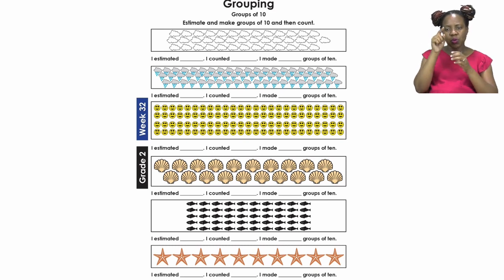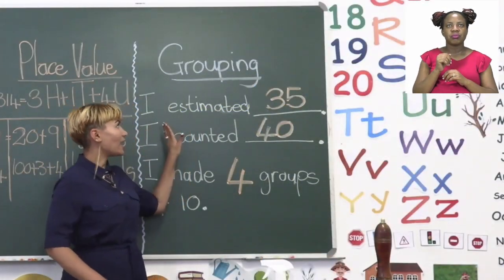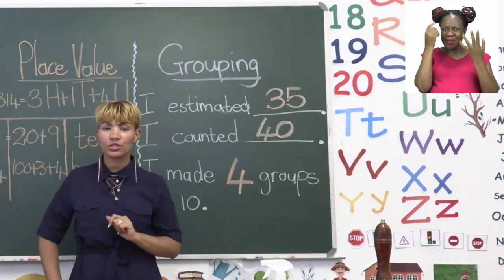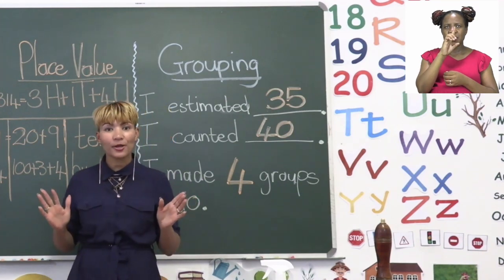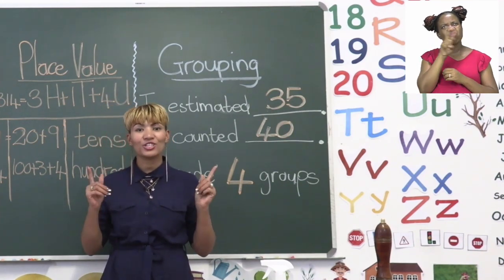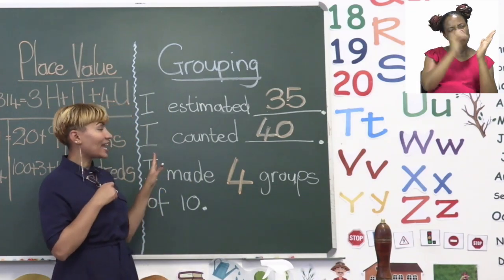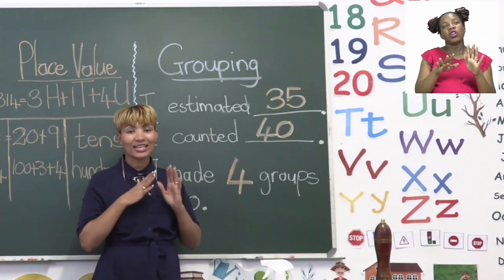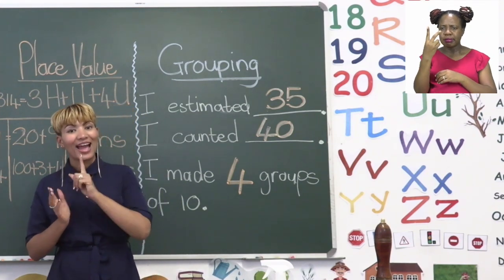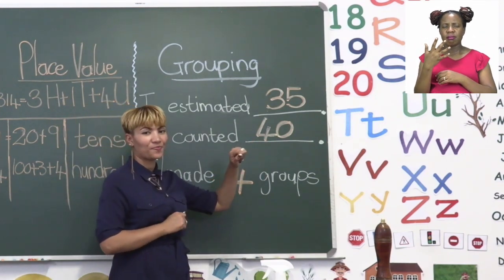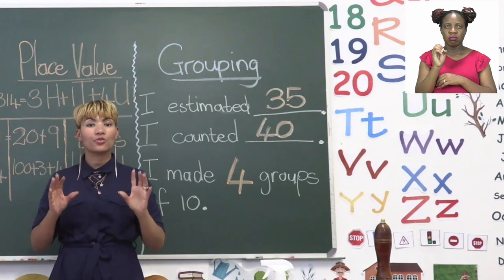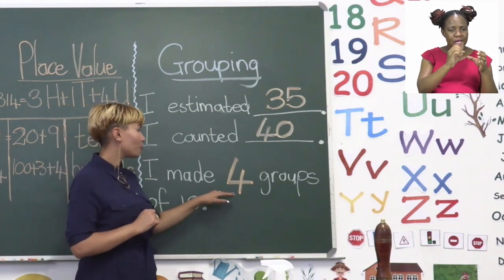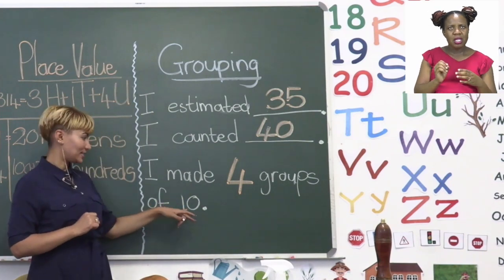All right. Now on the board, I did the first one. So you will see here that I estimated 35 clouds. Now remember everyone, when we estimate, we guess, right? You look at the picture, you look at the amount of items and you just guess, okay? And then after I guessed, I went ahead and counted each and every one. And then I counted 40. And remember, after we count, we need to go ahead and make the groups. And I made 4 groups of 10.